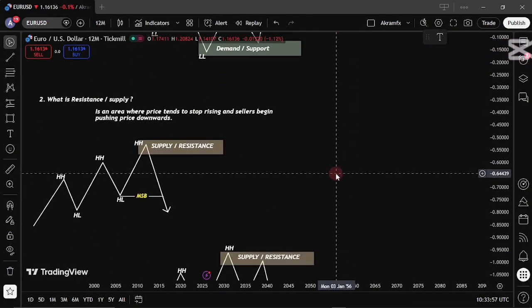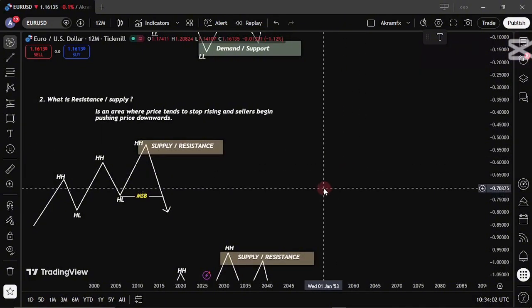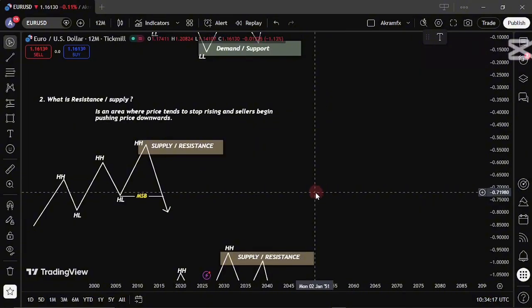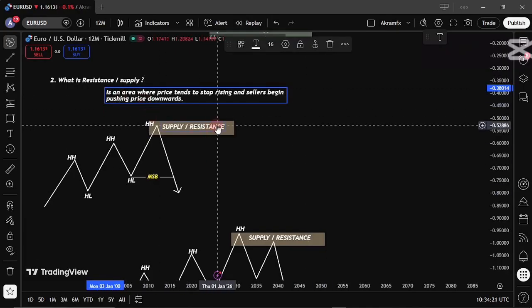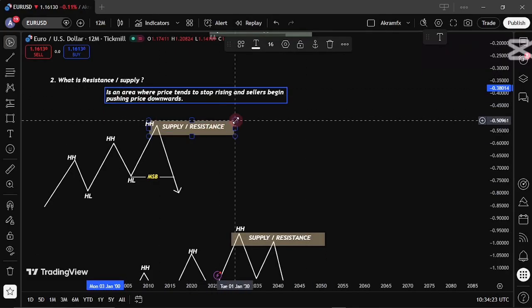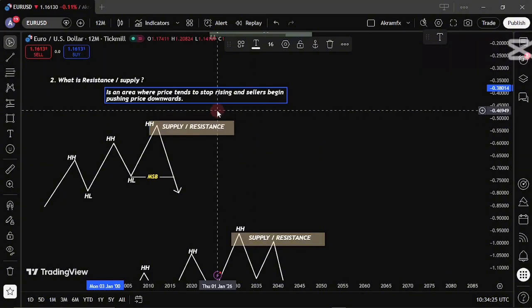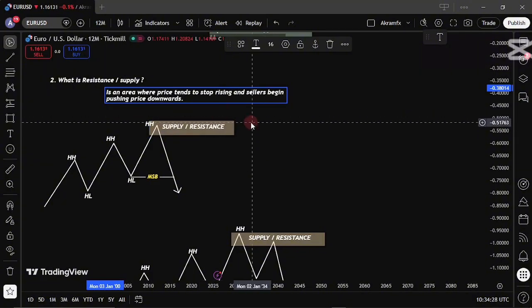Secondly, let's talk about the resistance. The resistance is like, for example, you are in the house and then the roof, that's the resistance. If you're having a ball and it's bouncing, it can't go outside the house because you have a roof. It always bounces between the roof and the floor. The floor is the support. So a resistance, or what we call a supply, is an area where price tends to stop rising and sellers begin pushing prices down.